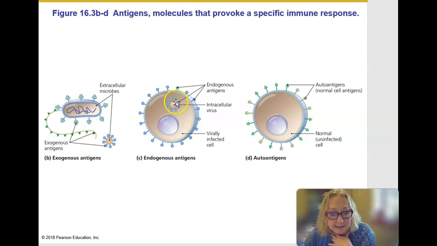So here are just some examples of them. See, this one is intracellular. This one is extracellular, on the outside. Look at that, it's like a flagellum or something. And here's an autoantigen that comes from normal cells.